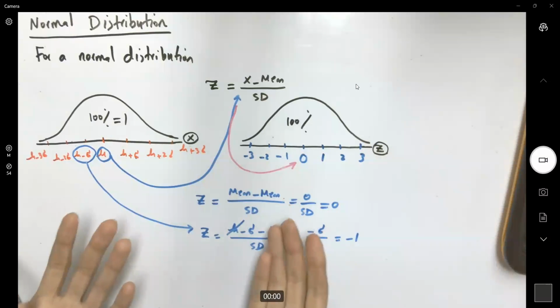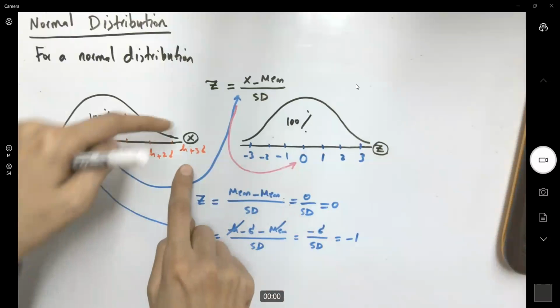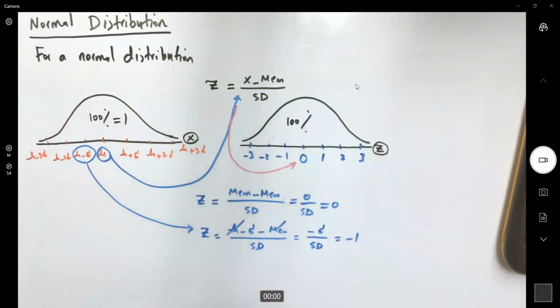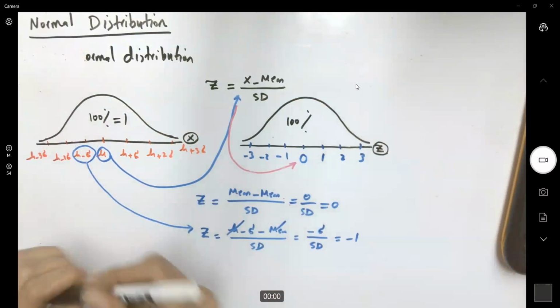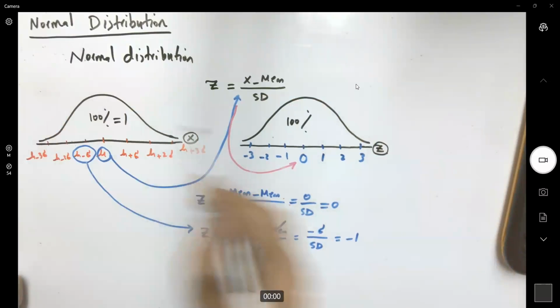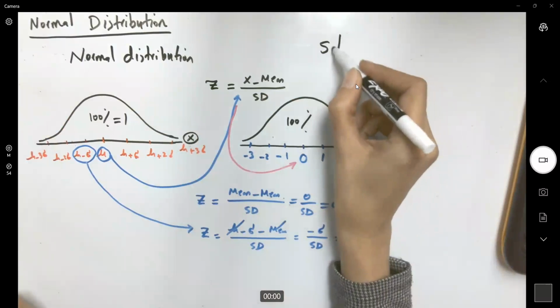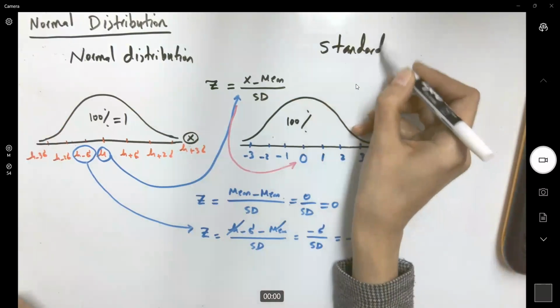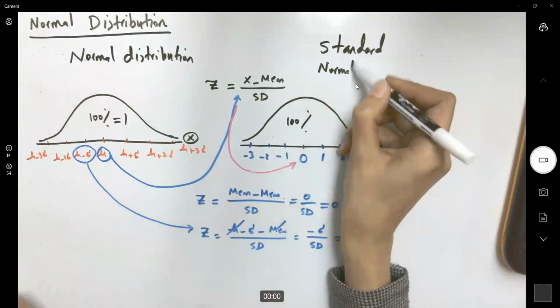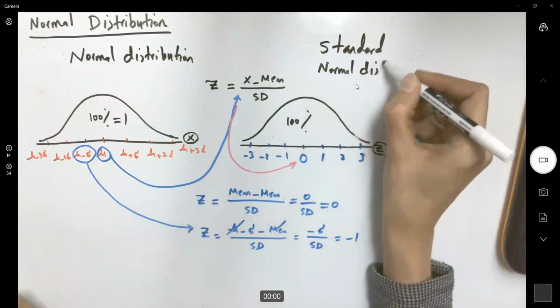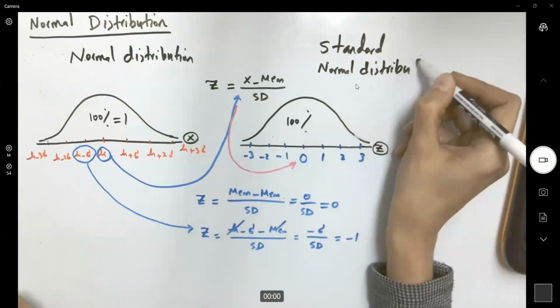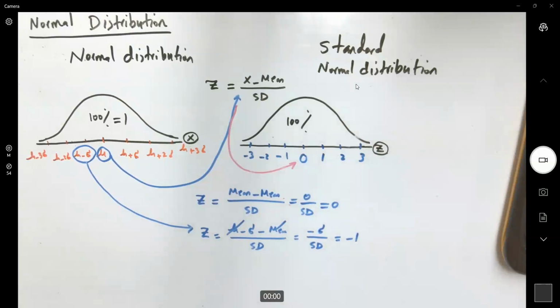So what's the difference between these two? As you can see, you had your x. Now x values are all z values. We call this guy a normal distribution, and we call this guy with z a standard normal distribution. Very well. So we introduced something new.